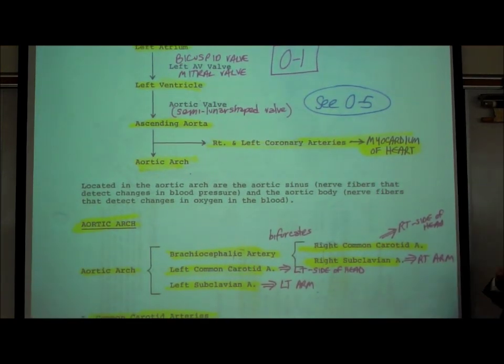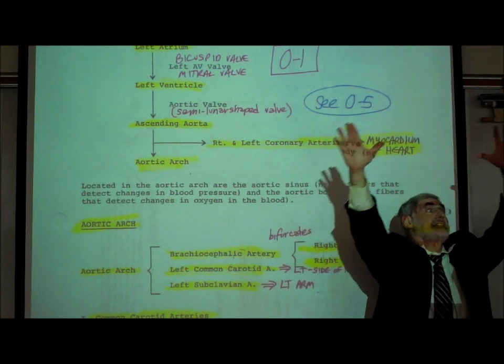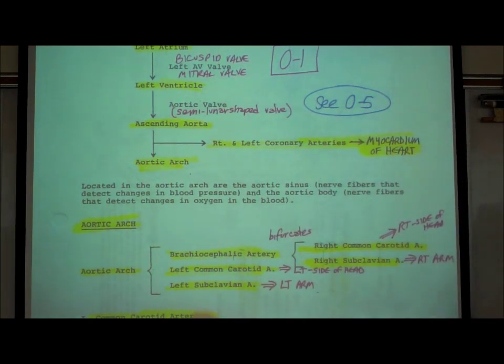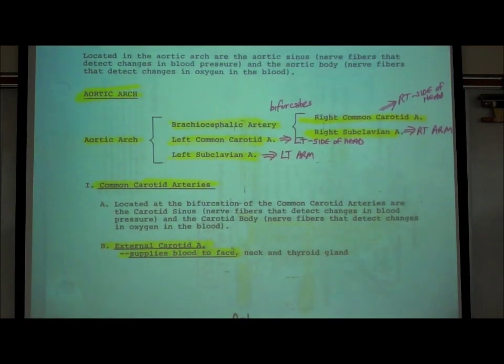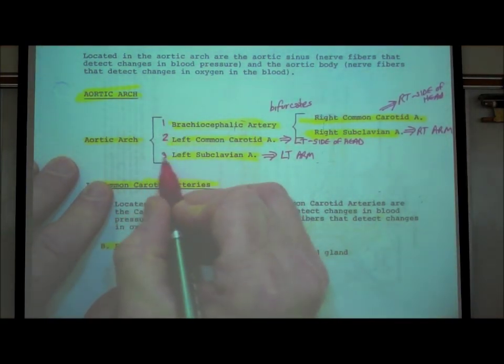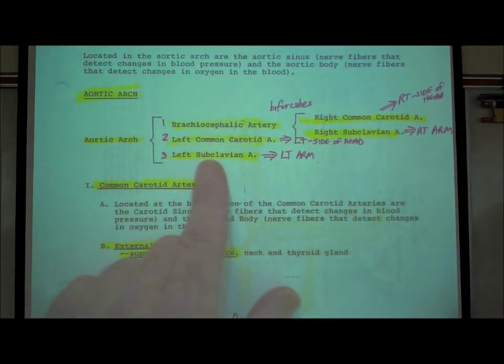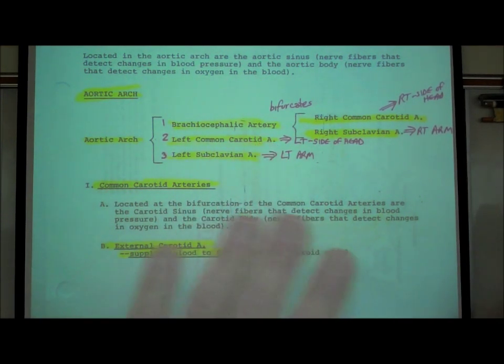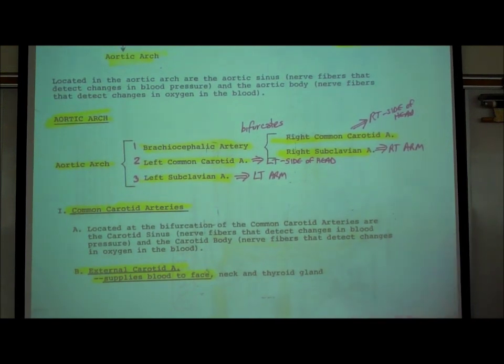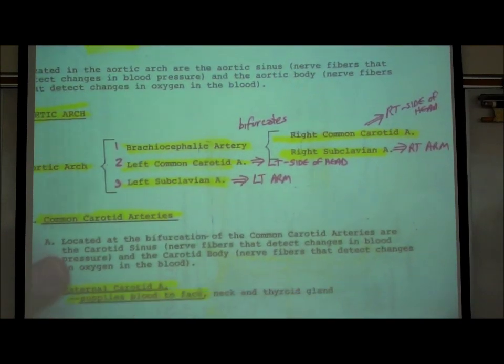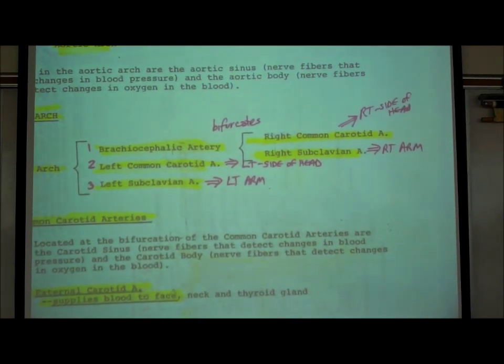And then the ascending aorta bends, it forms an aortic arch, it arches. And here we wrote aortic arch, and I showed 3 vessels branching off the aortic arch. 1, 2, 3. The first is the brachiocephalic, the arm-head artery, and what does it do? It bifurcates into a right common carotid artery and a right subclavian. The right common carotid is carrying oxygenated blood to the right side of the head, and the right subclavian is carrying oxygenated blood to the right arm.